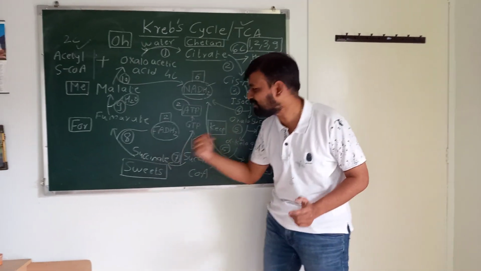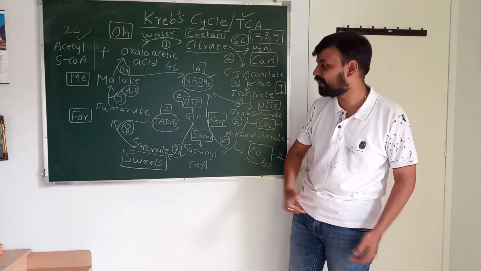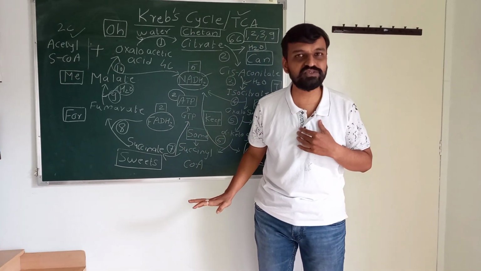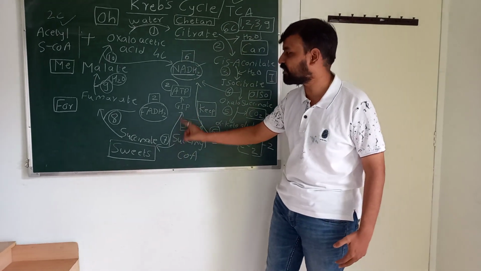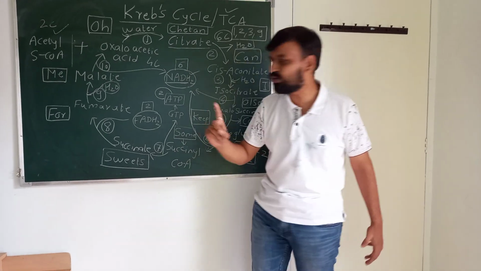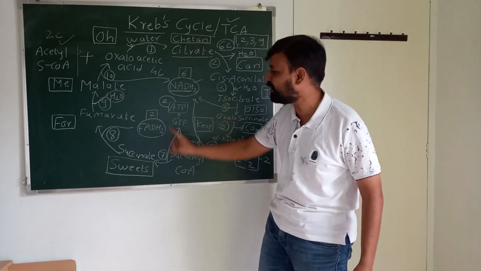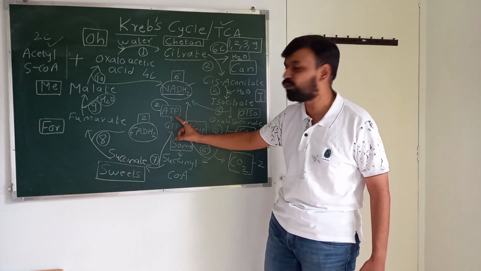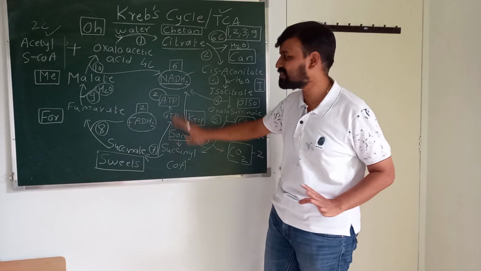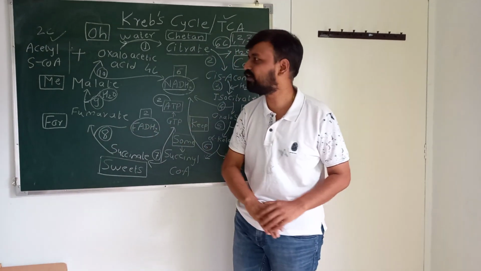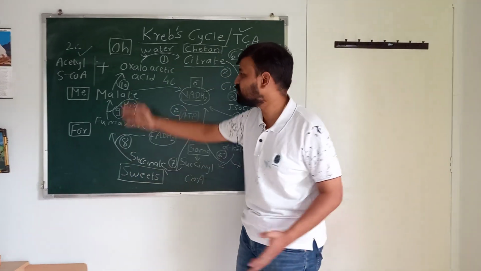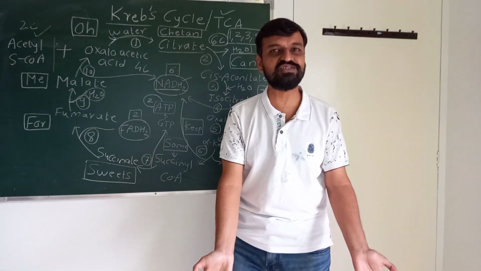Now come to the 7th step, where there is a substrate level phosphorylation. Guys, are you getting me? There is a substrate level phosphorylation where ATP molecules are formed. So this is the only one step where ATP molecules are directly formed at substrate level. 7th step clear, 8th step clear. This is all about the Krebs cycle, whatever we have discussed.